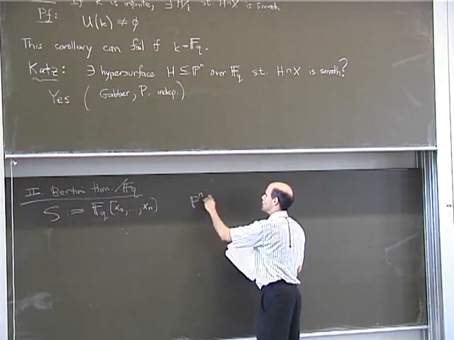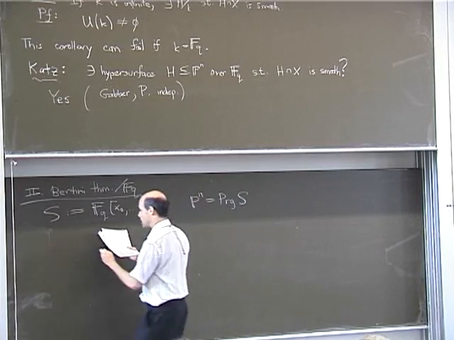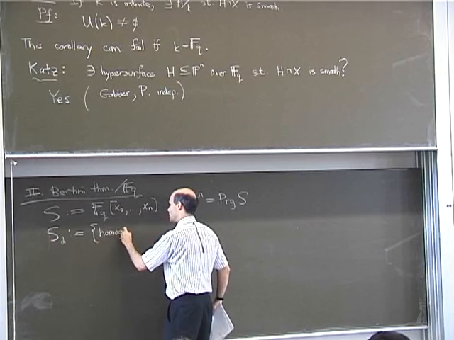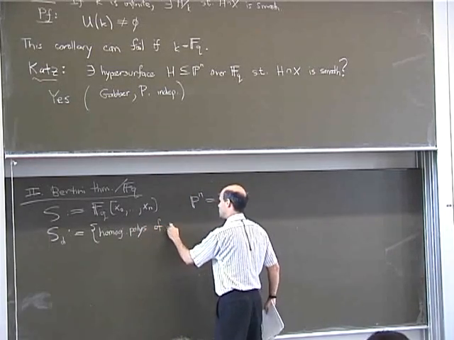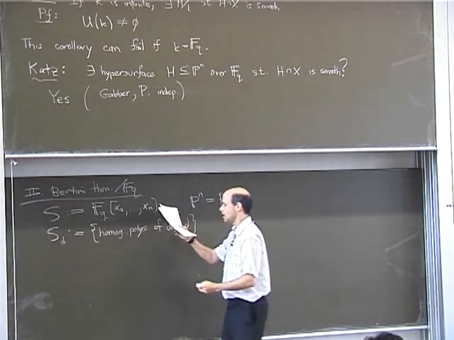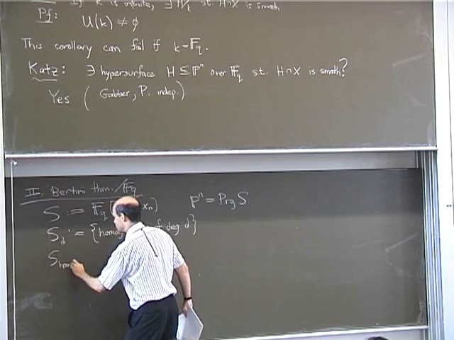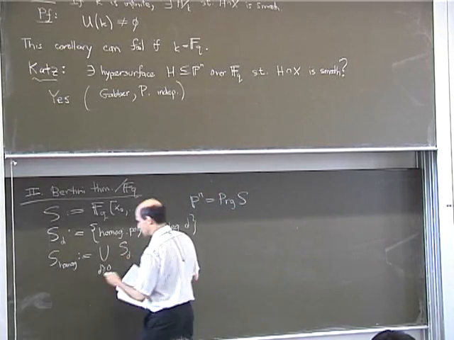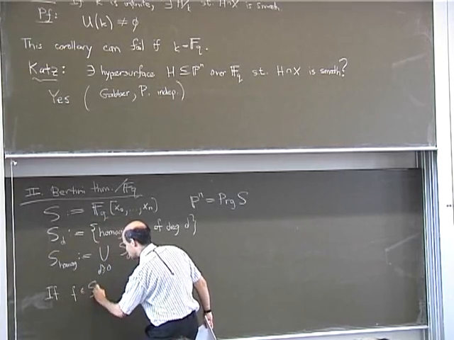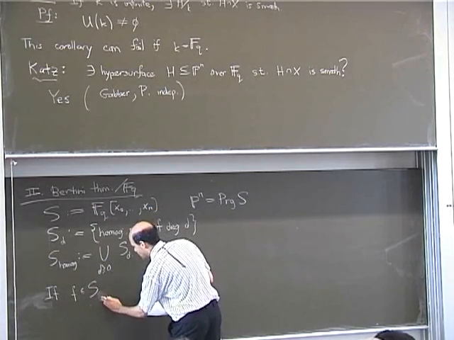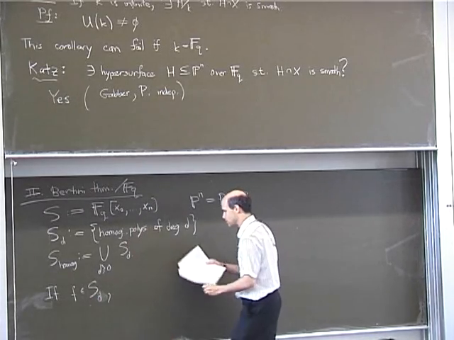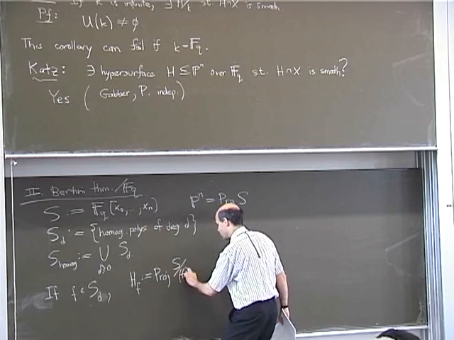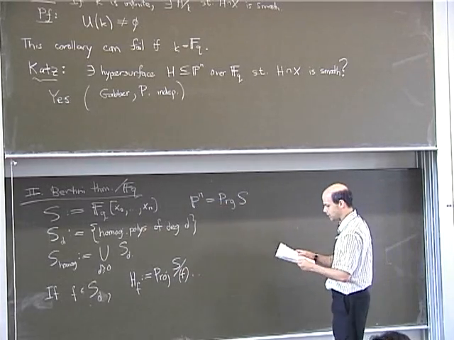And so P^n is Proj S. S_d will denote the subset of the homogeneous polynomials of degree d inside S, and S_homogeneous will denote all of these, so it's the union over d. And now, for each homogeneous polynomial f, you get the hypersurface that it cuts out. As a scheme, it's Proj of S/f. That's just the hypersurface f equals 0 inside P^n.